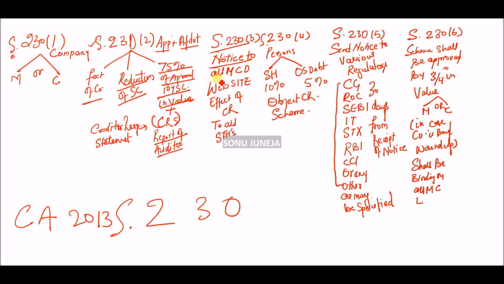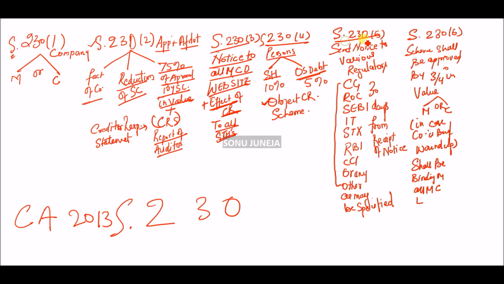So notice to all MCD members, creditors and debt holders. ये नोटिस आप वेबसाइट पे भी लगाएंगे और उसके अलावा आपके मर्जर अमलगमेशन से जो कॉर्पोरेट रिस्ट्रक्चरिंग कर रहे हो ये स्टेकहोल्डर को क्या इफेक्ट करेगा वो सारी चीज़ें आपने इन्फॉर्म करनी है. 230 sub 4: persons with 10% of shareholding या outstanding debt in value of 5% or more can object to the corporate restructuring scheme.